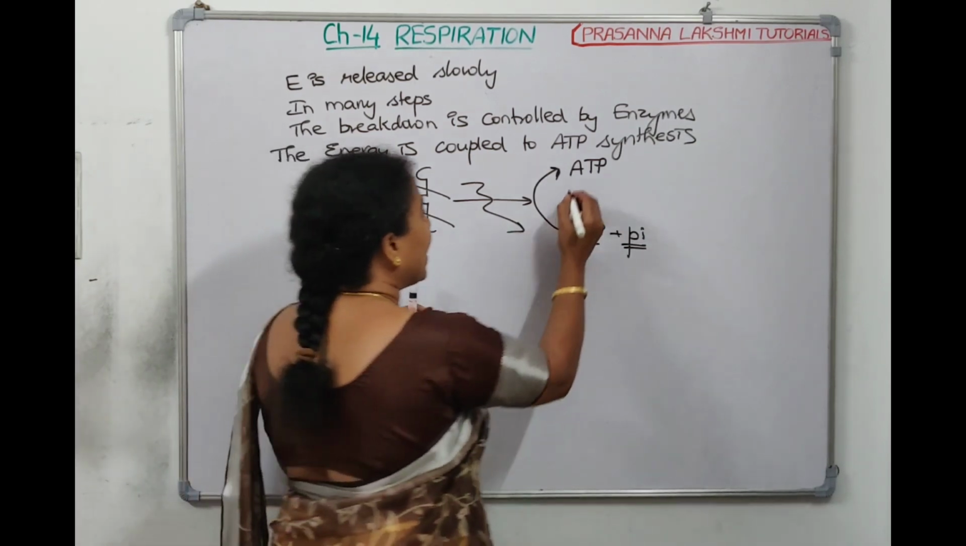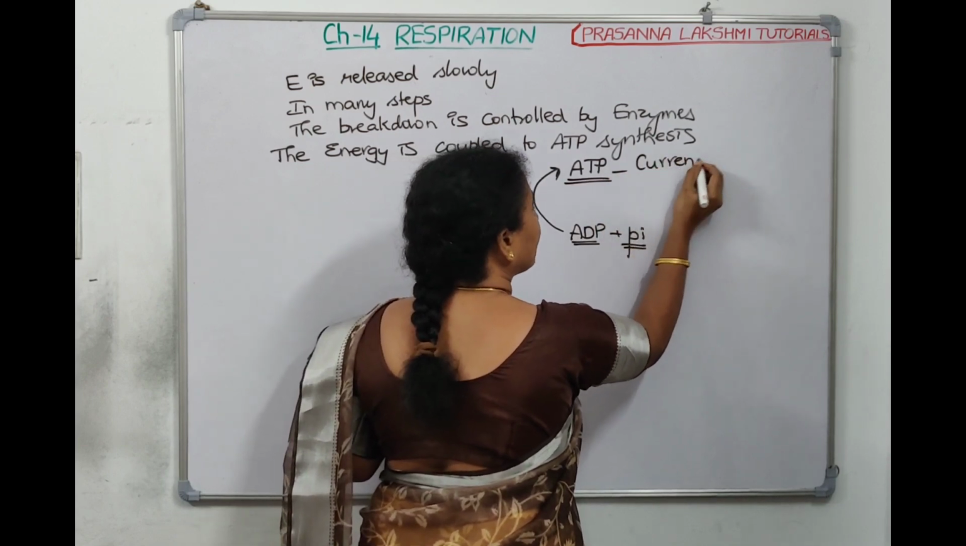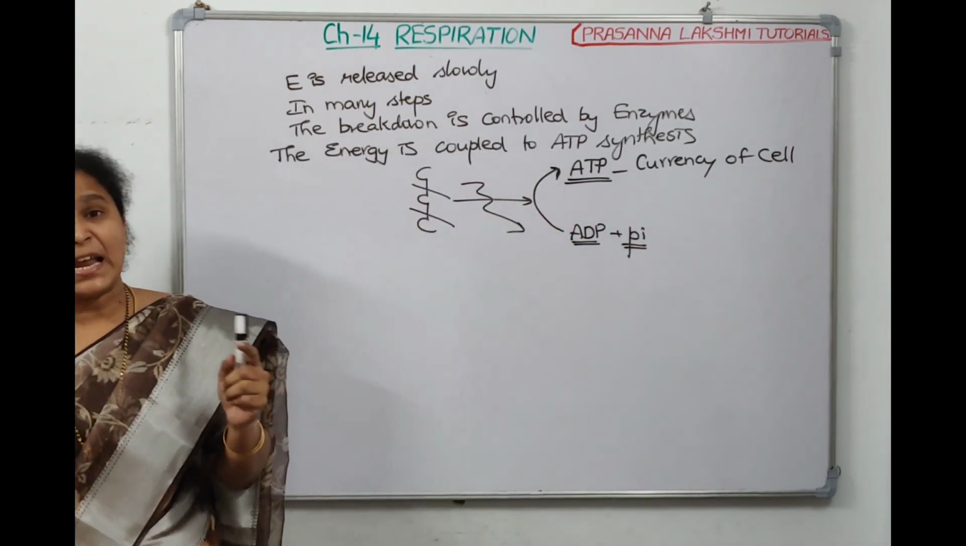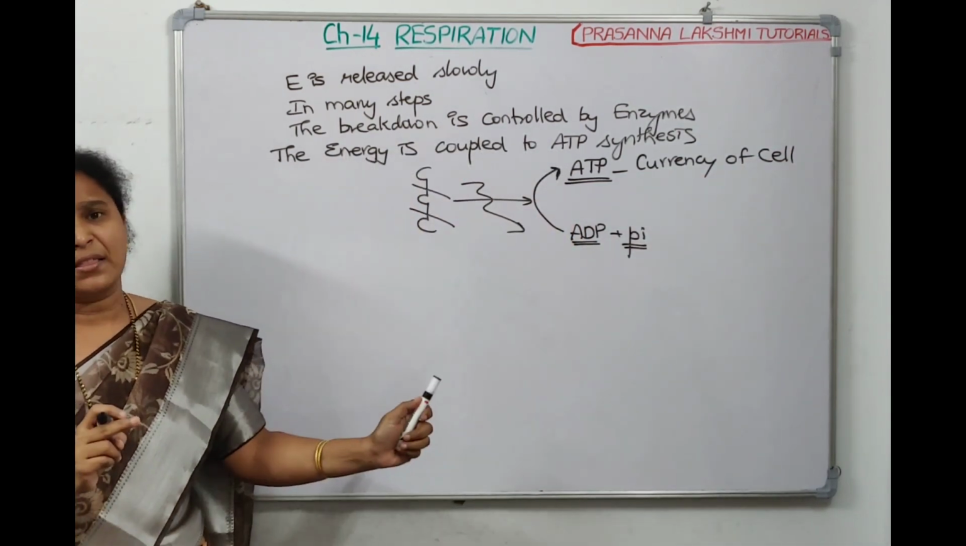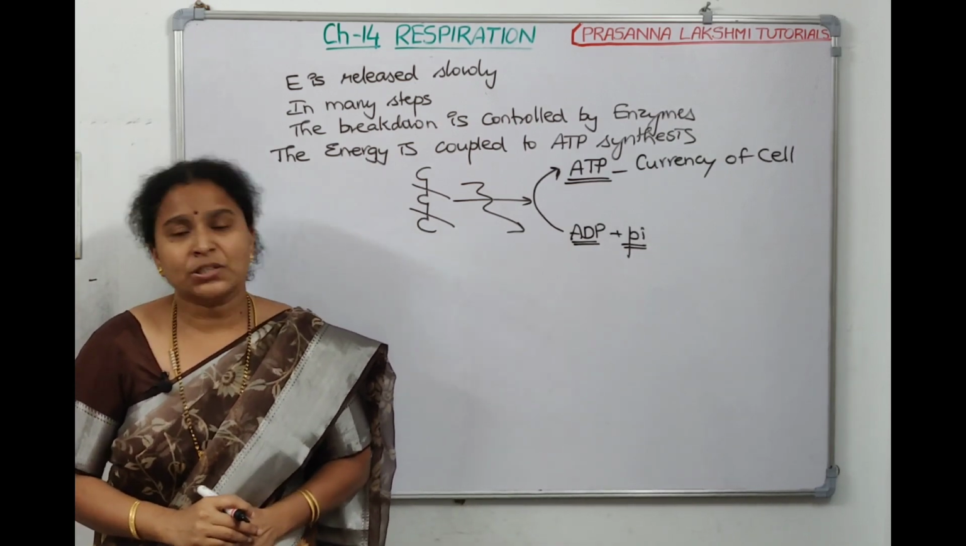That is why ATP is called the currency of the cell. As and when the cell needs energy, the cell will break the ATP and get its energy. Understood, children? Understood till here?